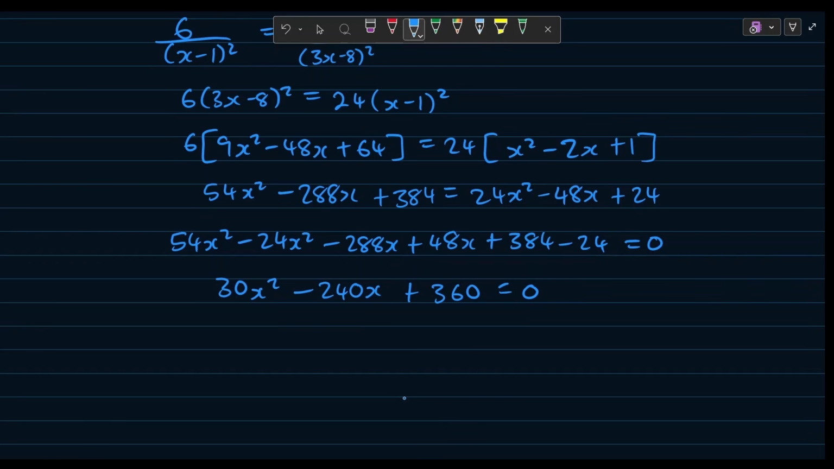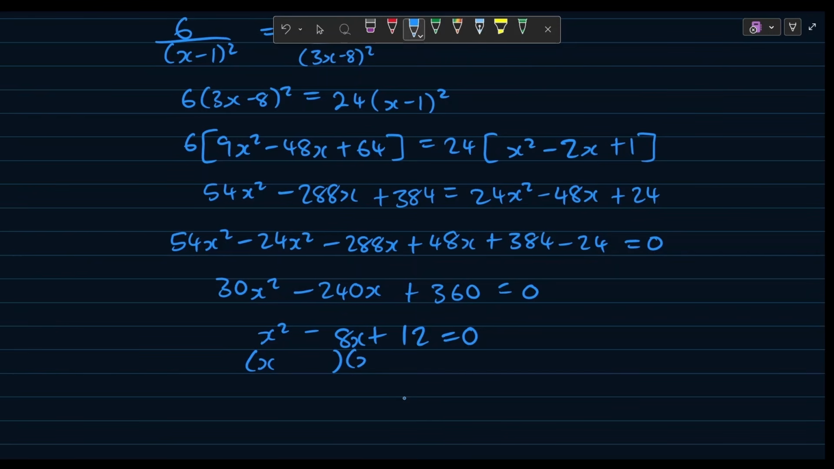Looks like everything here is going to be divisible by 30, so I'll divide through by 30. So 30x squared divided by 30 is x squared, then 240 divided by 30 is 8, so -8x, and then 360 divided by 30 is 12, and this is equal to 0. Now we've got a nice 3-term quadratic. Can we factorize this? Yes, we can.